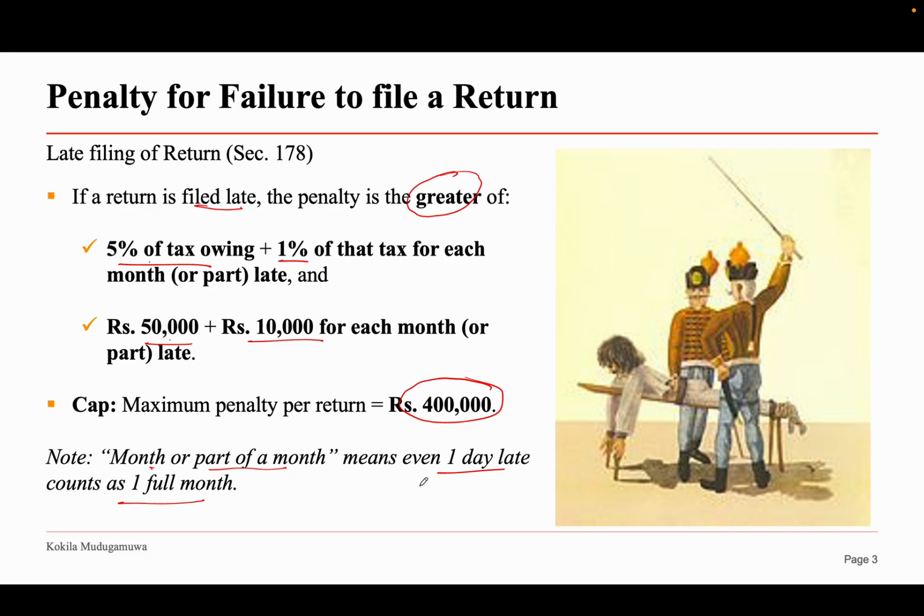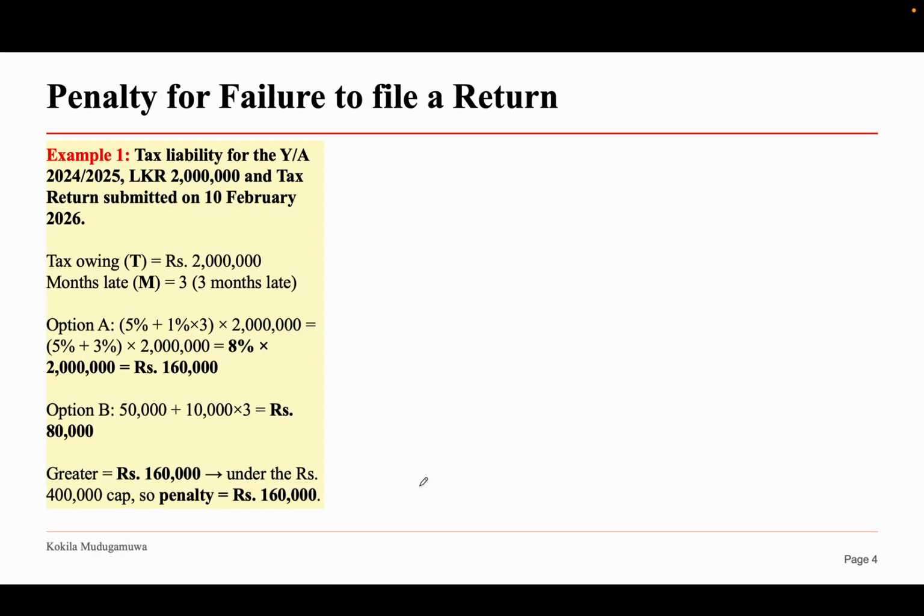So let's look at some examples I will discuss. As example 1, let's say one person has a tax liability for this year 24-25 of 2 million. This person submitted the return on 10th February 2026. The due date, as you are aware, is 30th November. Then if you add 30th December as 1 month, and 30th January as another month, and they submitted on 10th February, because this is part of the month, you count it as one, right? Then it will end up as 3 months.